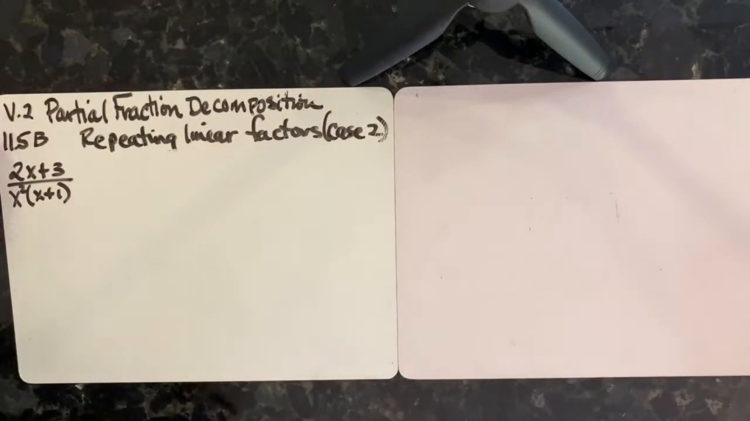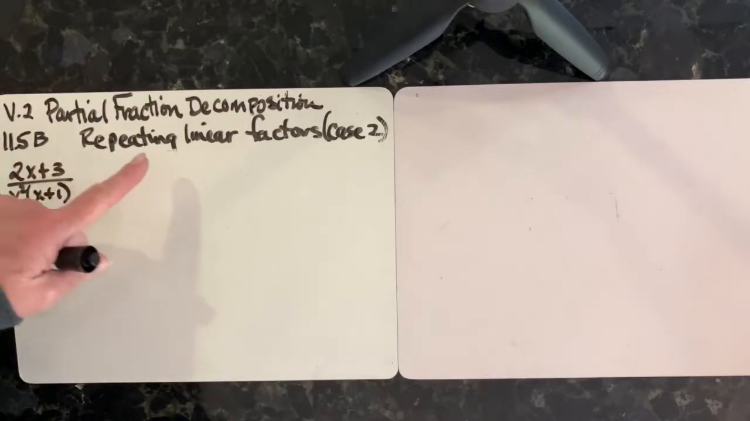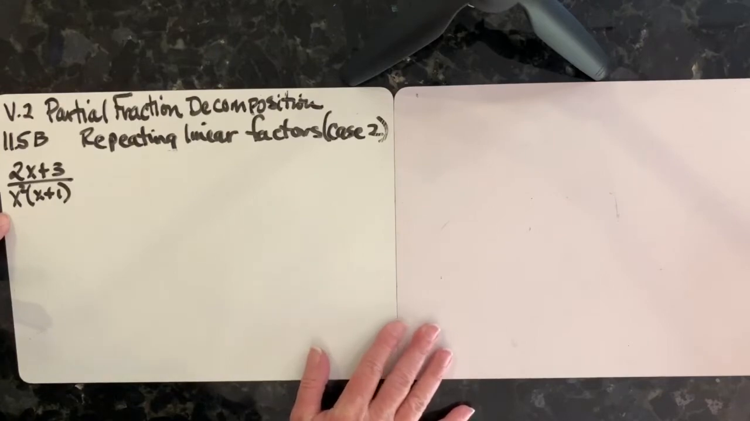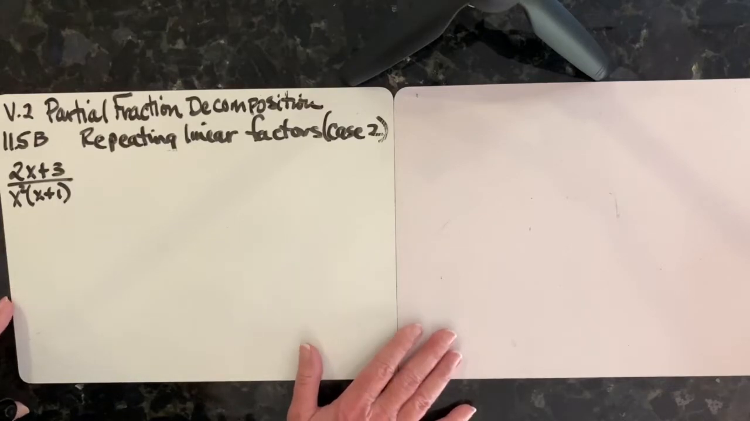This is video 2 for 11.5. Again, partial fraction decomposition, repeating linear factors. This is again case 2. If you want to work this one out on your own, press pause and then you can keep going and check and see how you're doing. I'm going to do this one a little bit differently. I'm going to do this one by setting up systems of equations.